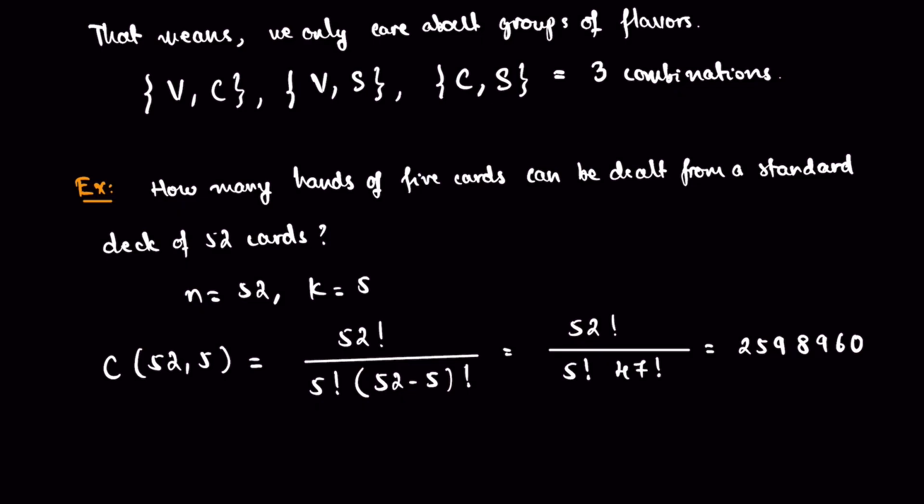So there are 2,598,960 different arrangements of 5 cards that can be dealt from a standard deck of 52 cards. Another way that combinations can be very useful is to identify how many subsets there are from a set of elements.